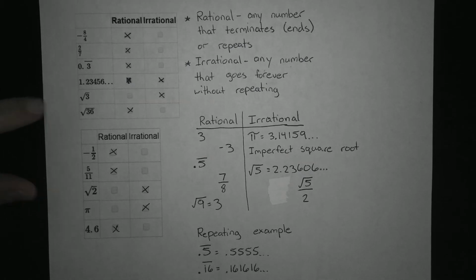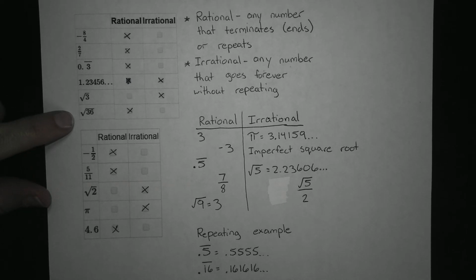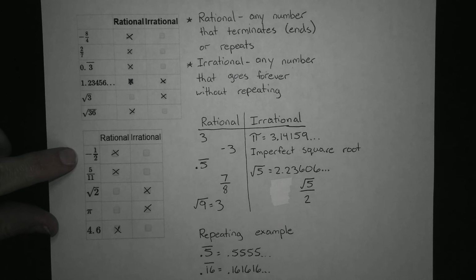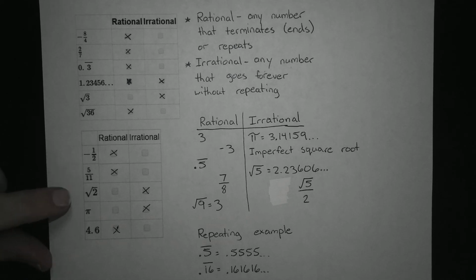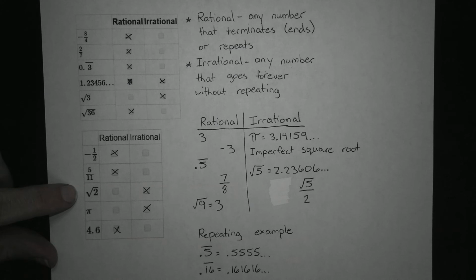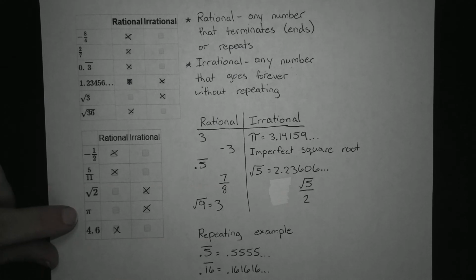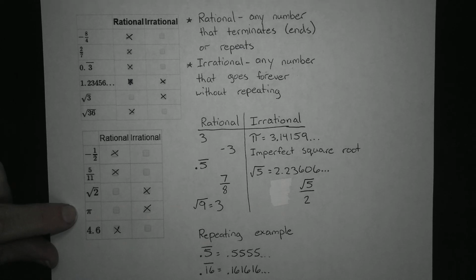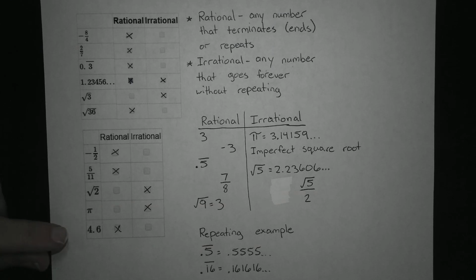The square root of 3, we don't know. It's 1 point something with a lot of other numbers behind it. So it is irrational. It is an imperfect square. The square root of 36 is 6, so rational. Regular fractions, rational. Regular fraction, rational. Square root of 2 is 1.41 and a bunch of other numbers that are not repeating, and it's going to go forever, so it's irrational. Pi, as I pointed out earlier, is irrational because it goes forever without repeating. And 4.6 terminates, which means it comes to an end, so it is also rational.